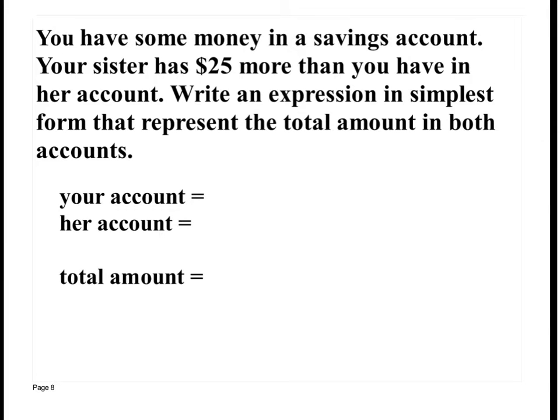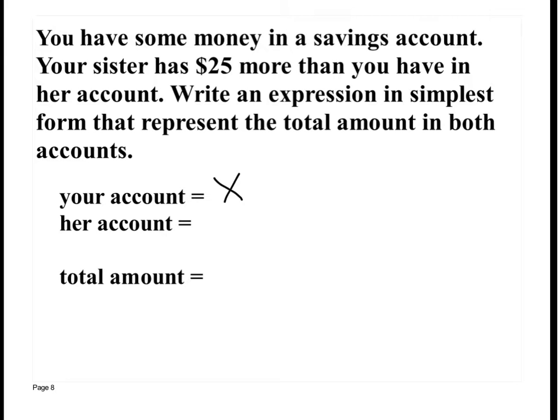It says you have some money in a savings account. Your sister has 25 more than you have. Write an expression in simplest form that represents the total amount in both accounts. First thing you need to do is figure out how much is in your account. Does it say? It says some money. That I represent with a variable. It's an unknown amount, right? It says my sister has 25 more than me.